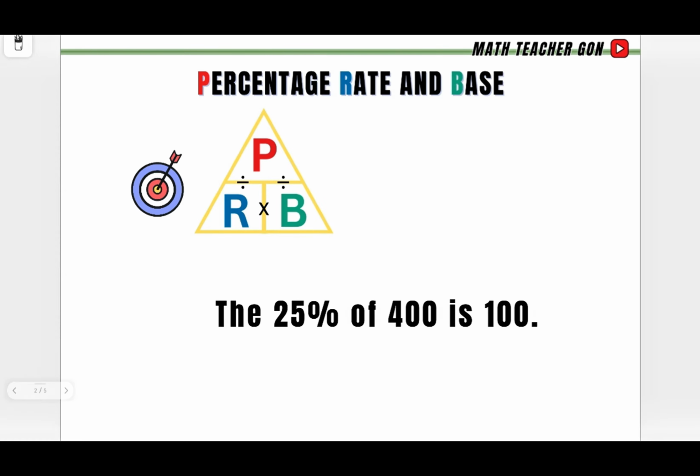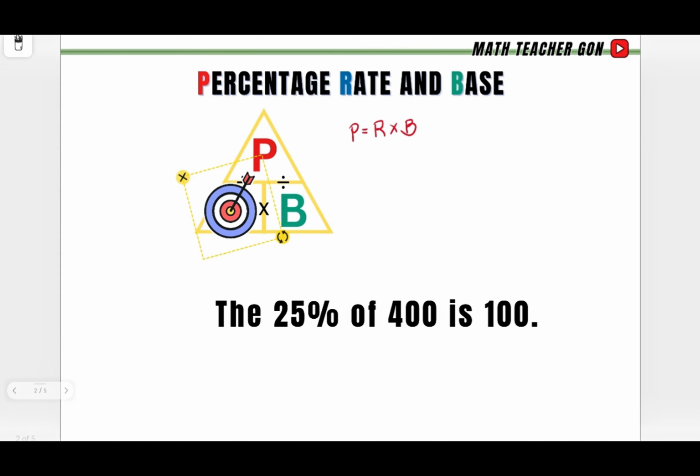If we are looking for P, let's cover the first letter P. The remaining letters would tell us the formula. So we have P is equal to R times B, or the rate times the base. Now, if we are looking for the rate, the remaining letters are P and B. As you notice, P is on top of B. So therefore, we will be using the division symbol.